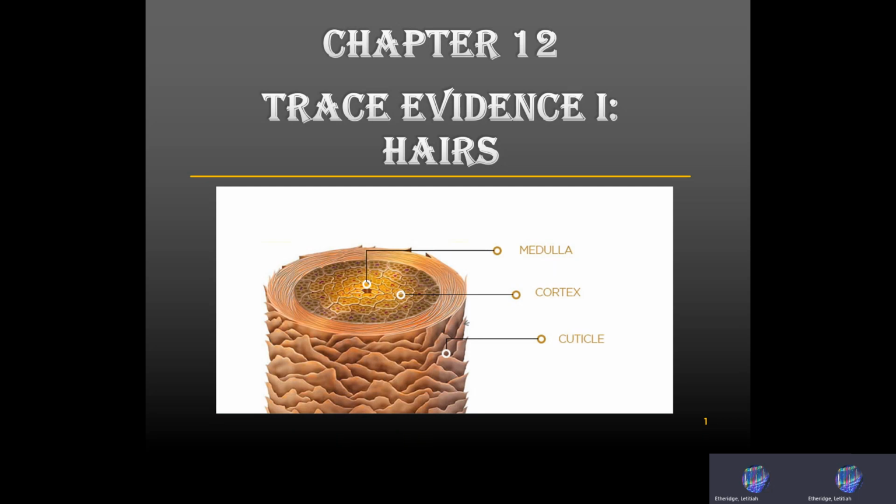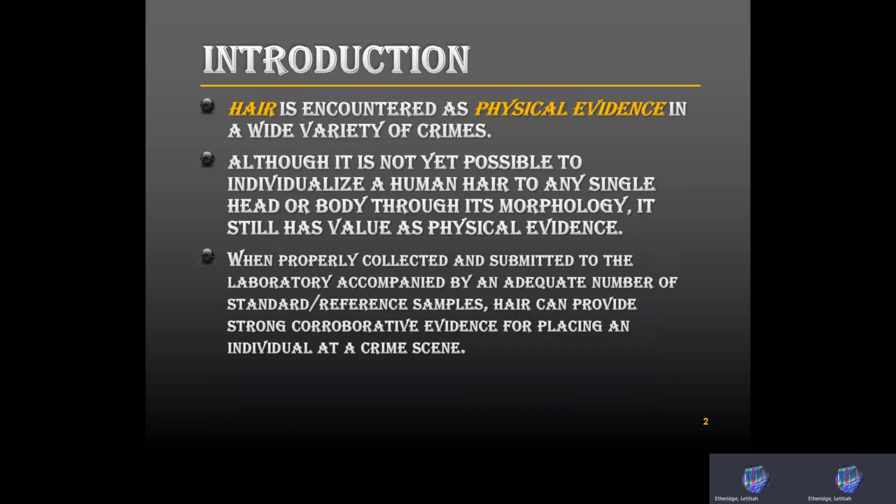So in terms of hair, it is definitely considered trace evidence. You find hair at a wide variety of scenes. It's not yet possible to individualize human hair to any single head or body through its morphology. Obviously, you can do that through DNA evidence, but in terms of just physically looking at the hair, you can come up with some general class characteristics, but if somebody pulled a piece of my hair, it's very hard to say if there's no DNA attached that it belongs directly to me. All right, we'll talk about what that means.